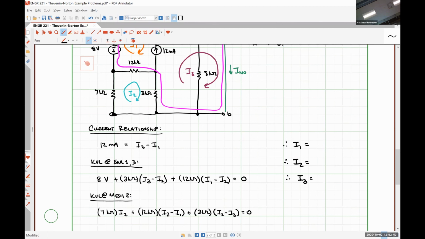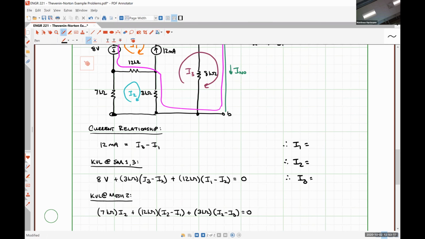In my second equation, my coefficient for I1 is 12,000. My coefficient for I2 is -3,000 plus -12,000, so -15,000. And my coefficient for I3 is 3,000. My constant term, when I move it to the right-hand side of the equal sign, is negative.